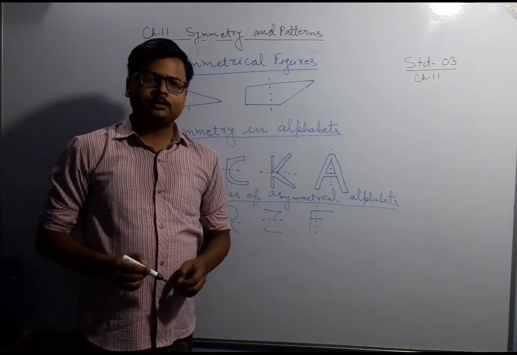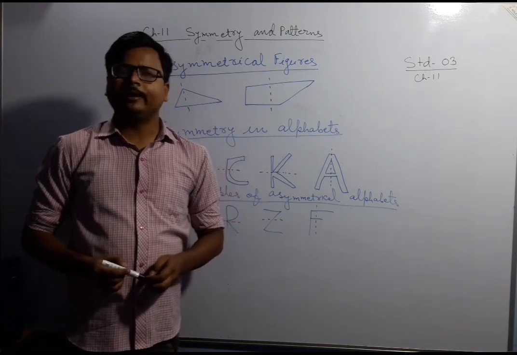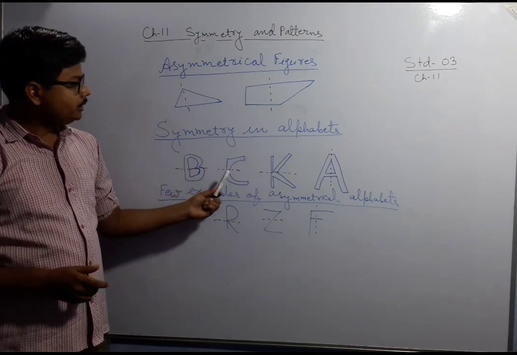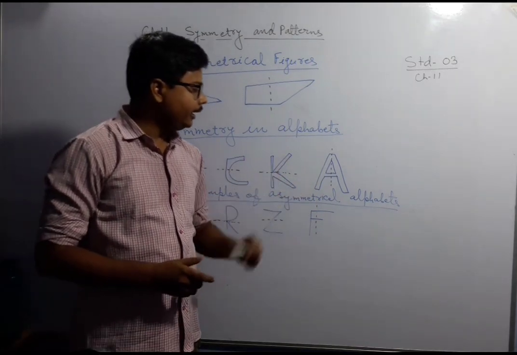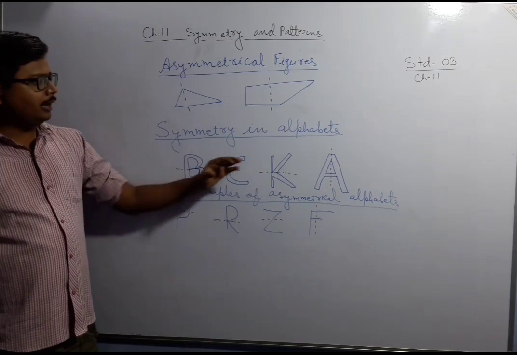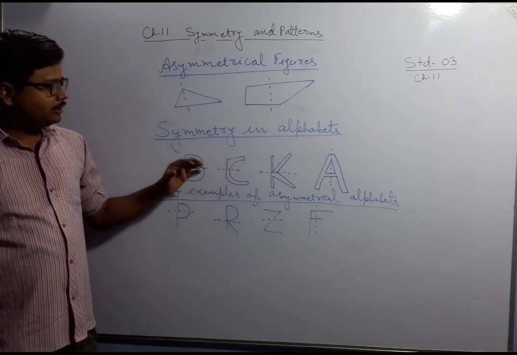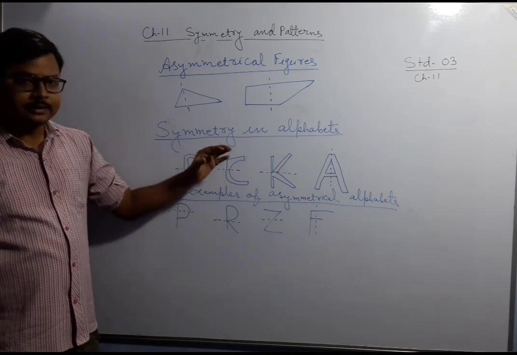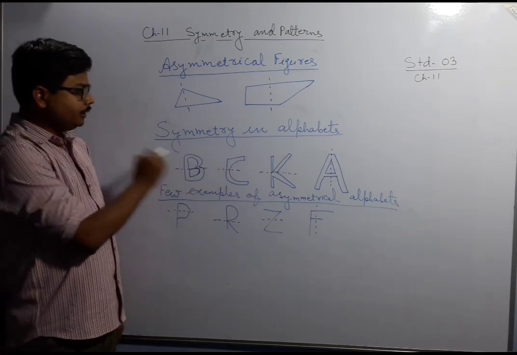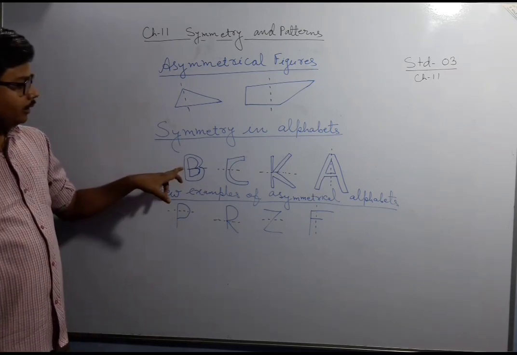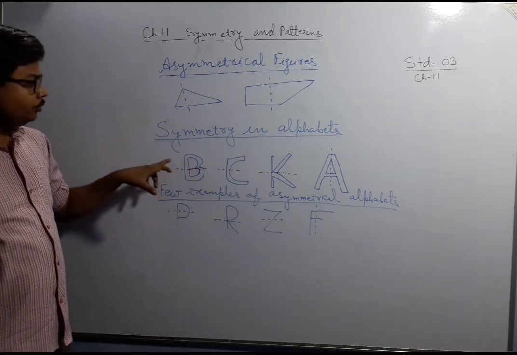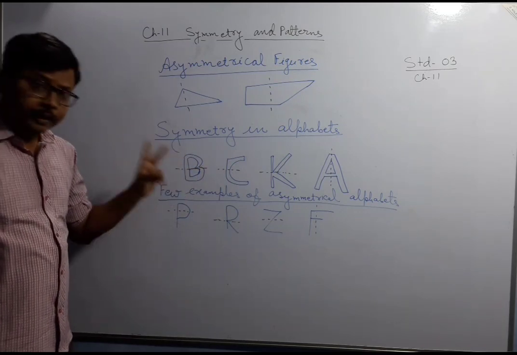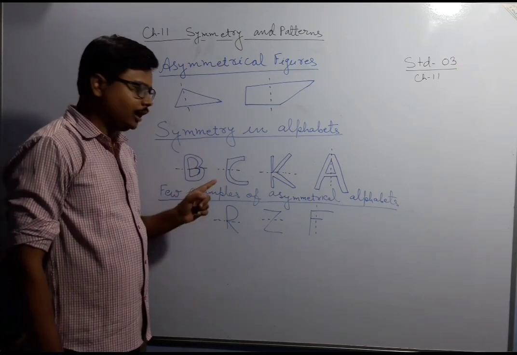You know alphabets A to Z. So there are also symmetries in alphabets. Let us see some examples. B, C, K, A. As you can see here, I have already drawn the figures, as well as mentioned which figures are in symmetry. So as you can see this B, if you make the line of symmetry like this, it will divide this B into two equal halves, not unequal, equal halves.